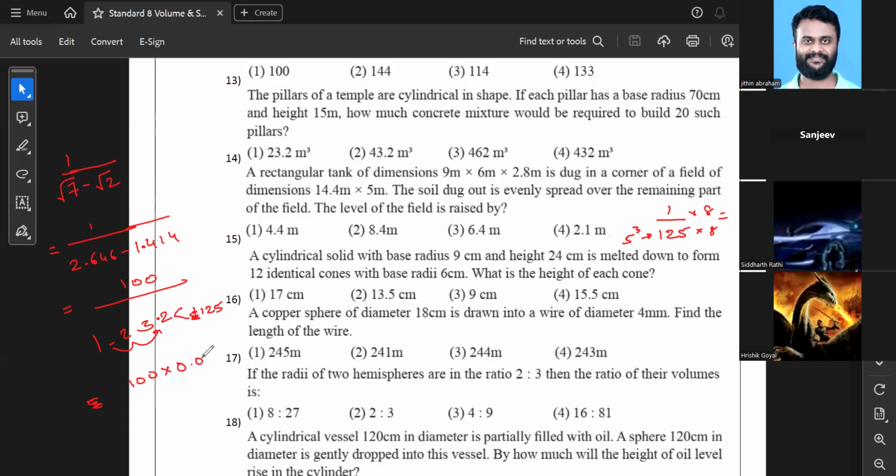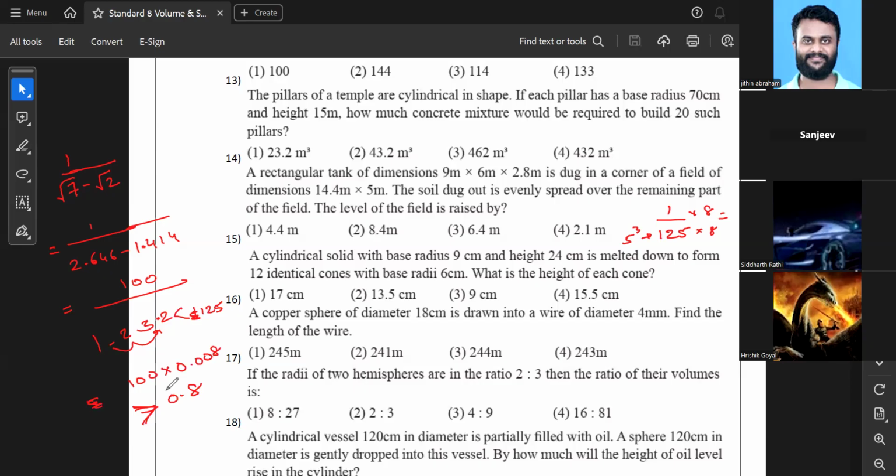So what will be your answer? It will be 0.008, and when you multiply, you'll get 0.8. So if the number was less than 125, when you do its reciprocal, the answer is a greater number. Your answer will be greater than 0.8. Do you understand? Yes, sir.